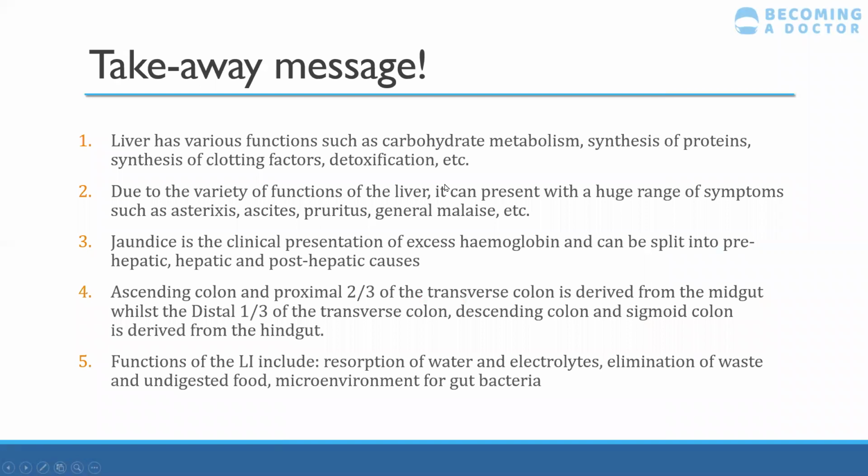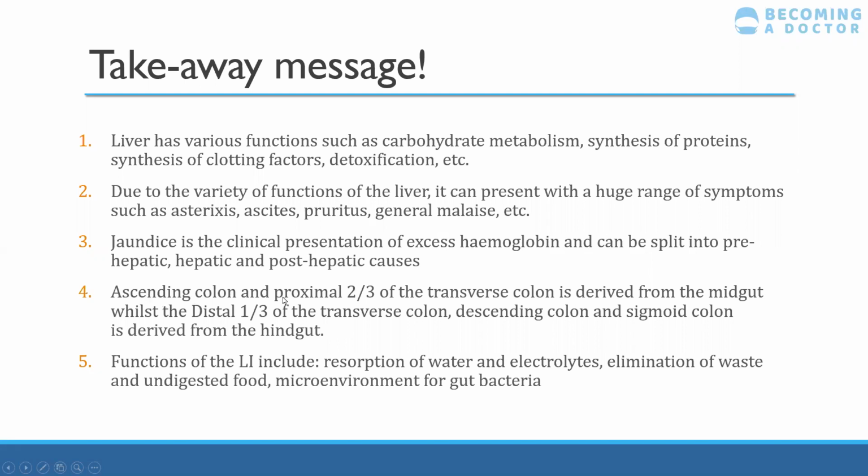Okay, so these are just a few takeaway messages. The liver has various functions such as carbohydrate metabolism, synthesis of proteins, synthesis of clotting factors, detoxification, and due to this wide variety of functions, it can present with a huge range of symptoms such as asterixis, ascites, pruritus, which is itching, and general malaise. Jaundice is the clinical presentation of excess bilirubin, and it can be split into prehepatic, hepatic, and posthepatic causes.